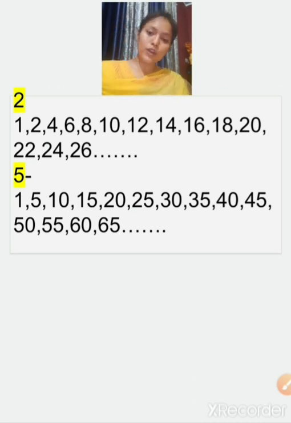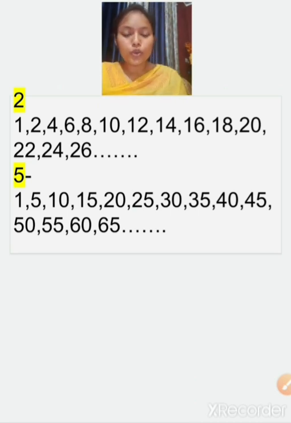So if I say what are the multiples of 2, it will be 2, 4, 6, 8, 10, 12, 14, 16, 18, 20, 22, 24. A gap of 2 will be there because these are the multiples of 2. If I say what are the multiples of 5, in this case 5, 10, 15, 20, 25, 30, 35, 40, 45. So these are the multiples of 5. So this is all about the multiples.